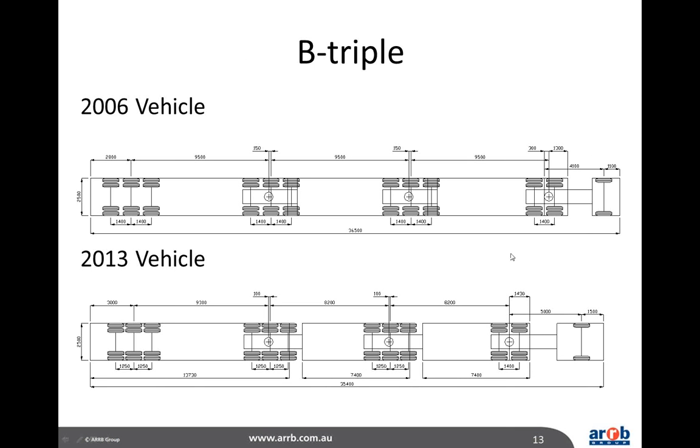A new B triple combination was chosen instead of making changes to the existing vehicle. The new vehicle was based on a blueprint B triple specification produced by the NTC, or the National Transport Commission, in 2007. The blueprint provides the specifications for a B triple vehicle which meets the level 3 requirements for all of the PBS measures, level 3 being the network access level that a B triple would be expected to meet.